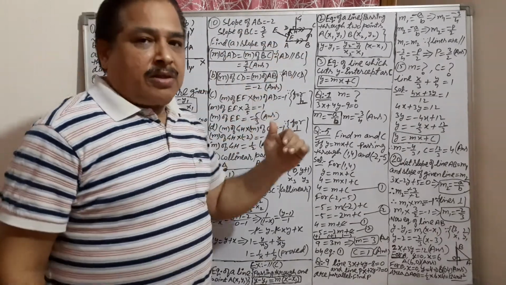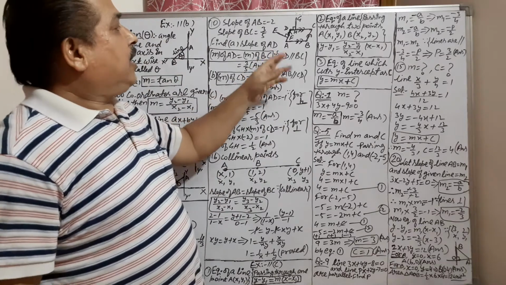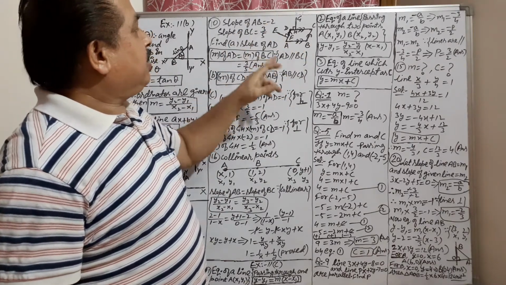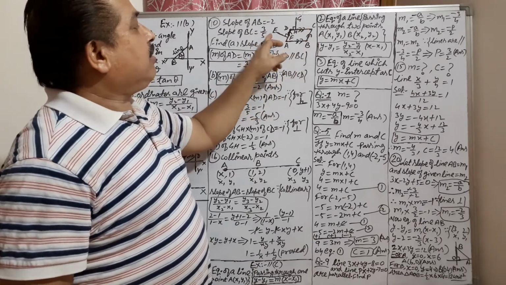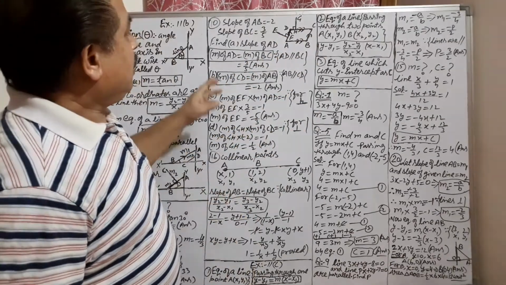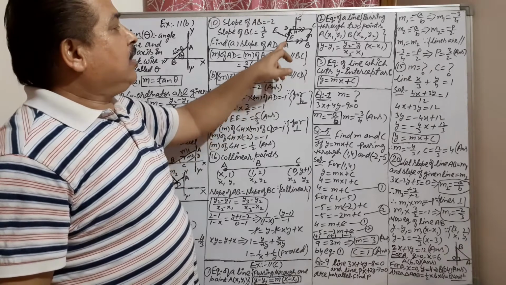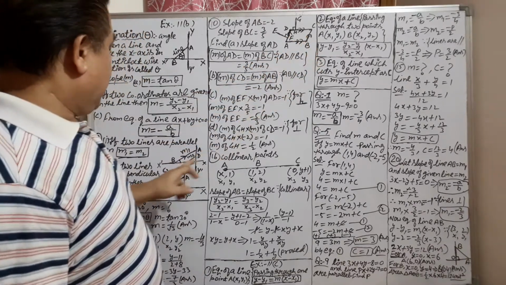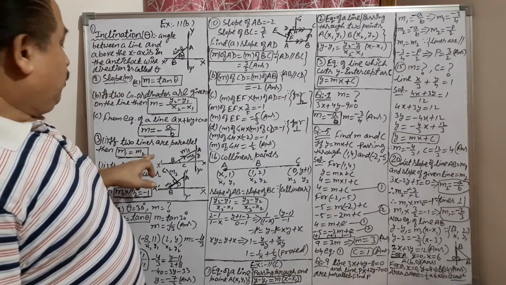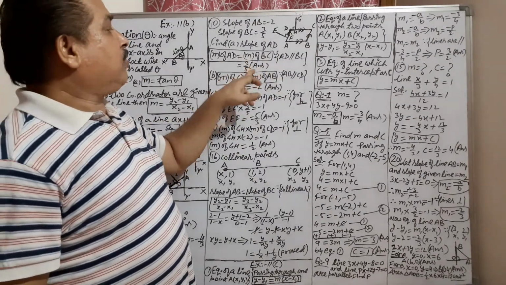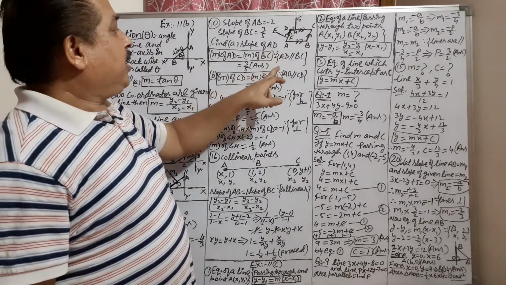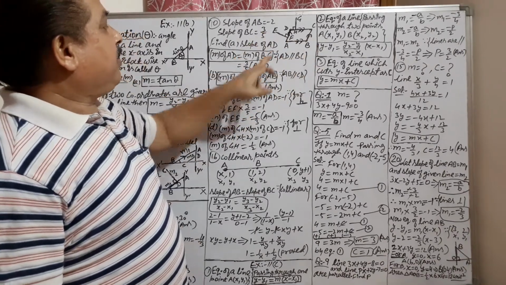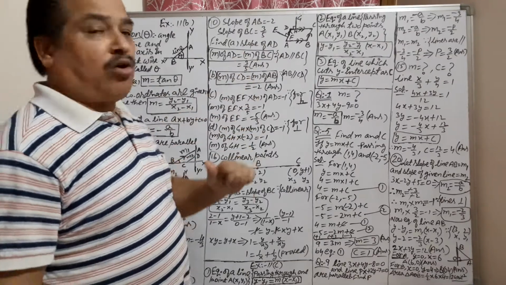Now see question number 10. One parallelogram is given, and two line slopes are given. AB is this line, its slope is minus 2, and the BC slope is given as 3 by 5. Find the slope of AD. So the AD slope and BC slope will be the same because the lines are parallel. See the condition here: when two lines are parallel, then the slopes will be equal. So what is the slope of AD? The AD slope will be equal to the BC slope. BC is 3 by 5, so the AD slope will be 3 by 5 only.